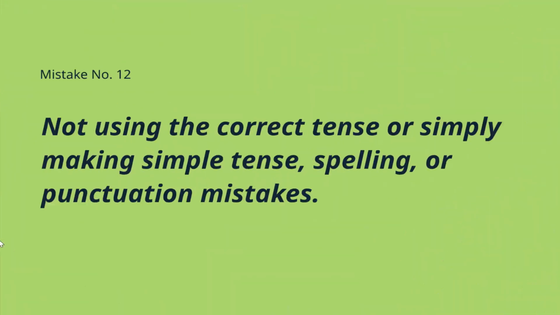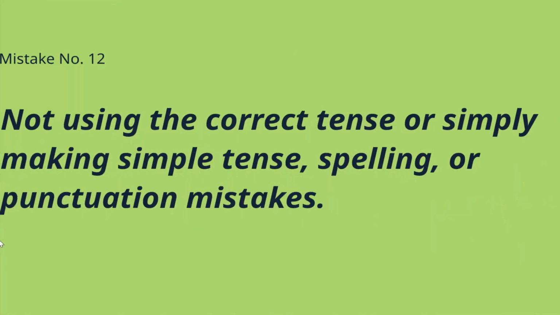Common mistake number 12, and the one before the last, because we have only 13 mistakes: not using the correct tense or simply making simple tense mistakes or spelling mistakes or punctuation mistakes. You need to review some vocabulary and the punctuation rules. You have 15 punctuation rules in my IELTS booklet. Please go back to it.